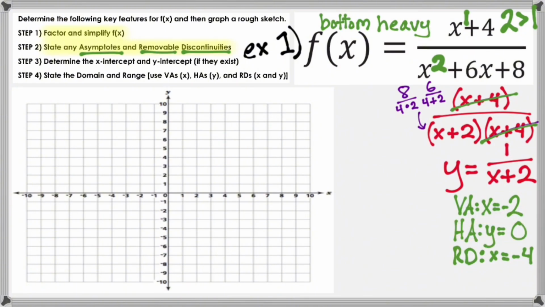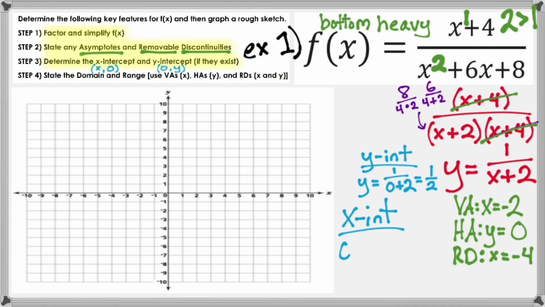And then lastly, because we canceled out the x plus 4 through simplifying, then you are going to have a removable discontinuity, and it's always at the opposite number, at negative 4. x equals negative 4. So all of that detailing came from the previous lesson video. Go back and check that out if you need a more in-depth review. Next is what we will now additionally do to build a better image of our graph. We're going to find the x and the y intercepts.